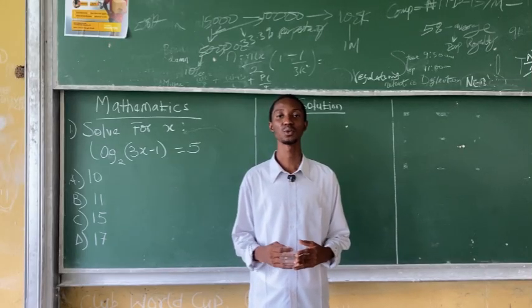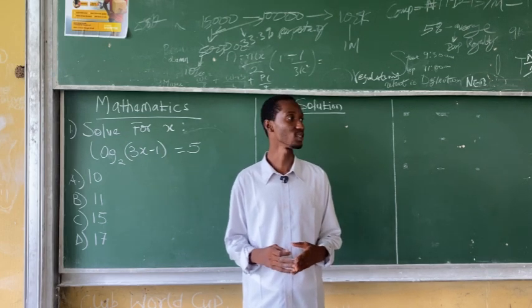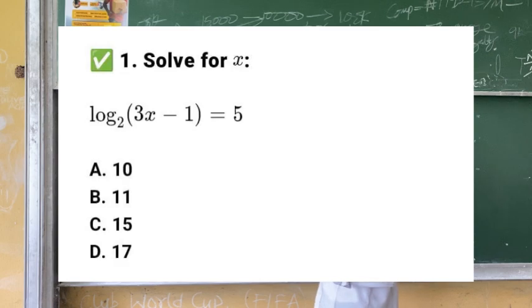In today's class, we're going to be solving over 10 most repeated post-UTME questions on mathematics. The first question we have today says, solve for x in this equation: log of 3x minus 1 to base 2 is equal to 5. Option A, we have 10. Option B, 11. Option C, 15. And option D, 17. This is a typical post-UTME question.